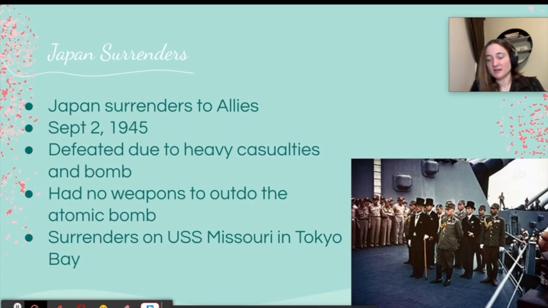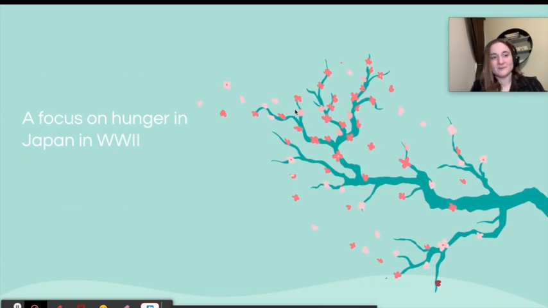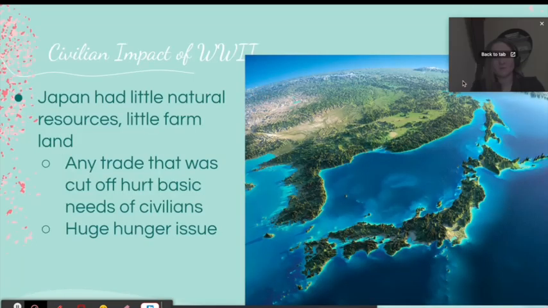Here's a picture of that right here in the corner. You can see the Japanese diplomats are right here. And then just a bunch of soldiers are lining around them, and they just sign a piece of paper saying that they surrender. All right, next we're going to focus on hunger in Japan during World War II, because this is another really big theme in the movie.